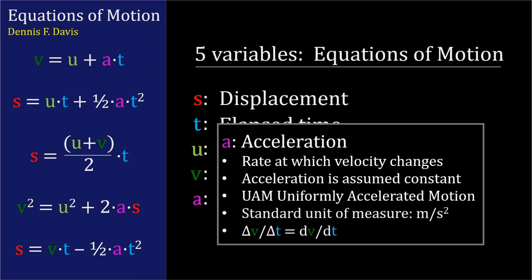Acceleration standard unit of measure is meters per second squared. Acceleration is change in velocity over change in time, or delta v over delta t. Since acceleration is constant, there's no need to take a limit, since delta v over delta t will be equal to the derivative dv by dt no matter the size of delta t.